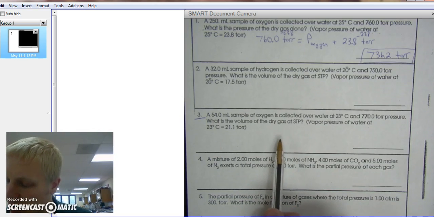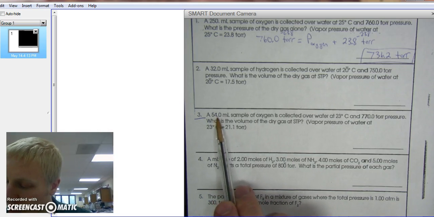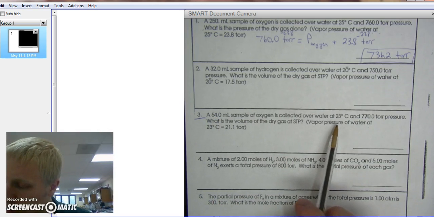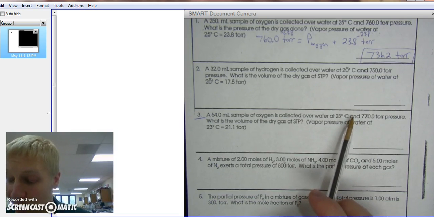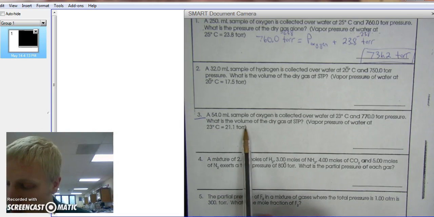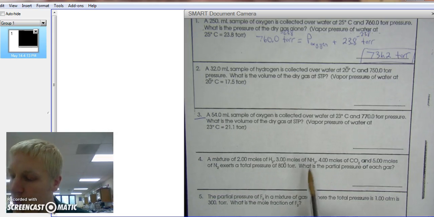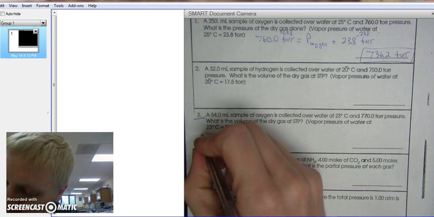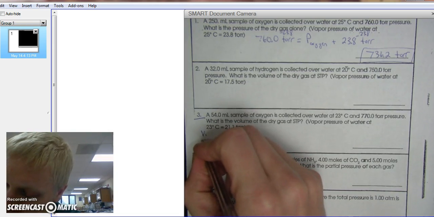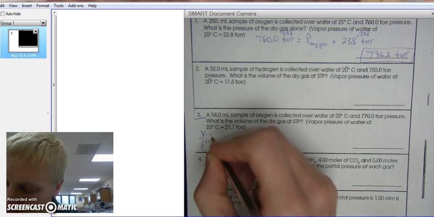Alright, so looking at this problem, we've got volume, temperature, and pressure. Right away it's probably going to be the combined gas law because it has all three. We're looking for volume 2 of the dry gas at a new temperature and pressure. So what I do first is I have my volume 1, my temperature 1, and my pressure 1. I just write what those are.